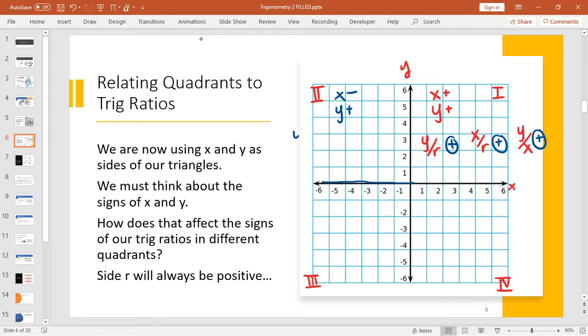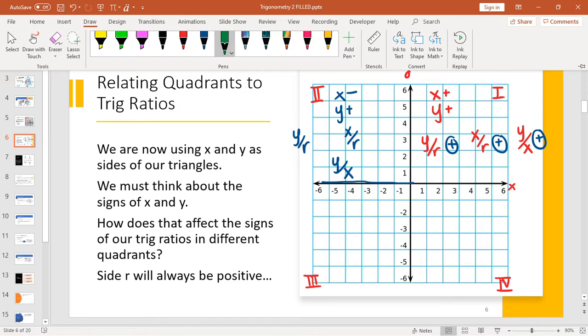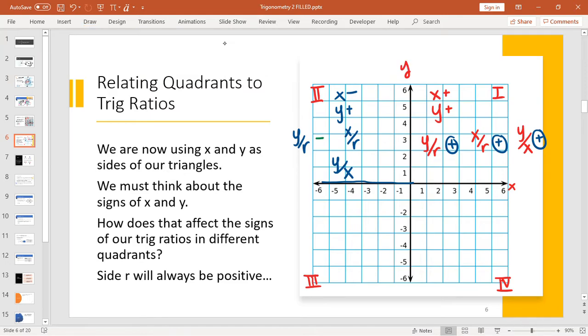So I think about sine, cosine, and tangent. And suddenly, using different colors all the time, y over r is positive, but x over r is negative, and y over x is positive over negative, which is negative as well.